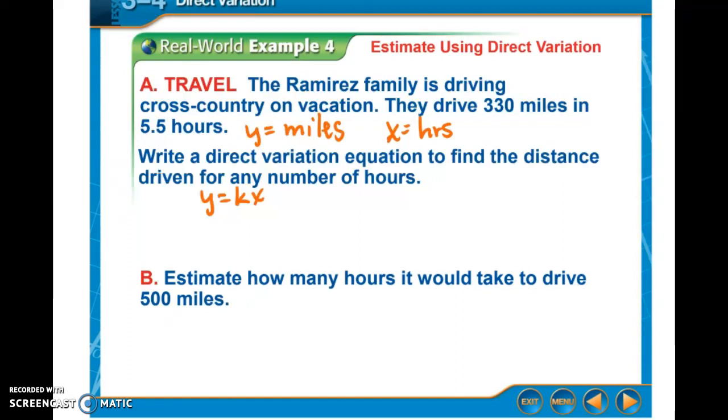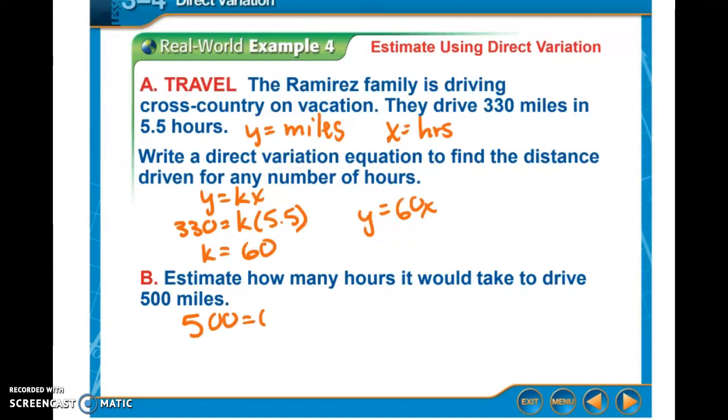So I've got to find k. Plug in 330 equals k times 5.5. Divide both sides by 5.5 and you get k equal to 60. So the equation for this is y equals 60x. Now we can use this formula to solve for when 500 miles equals 60x, because remember our y is the miles. So the miles has to go for y.